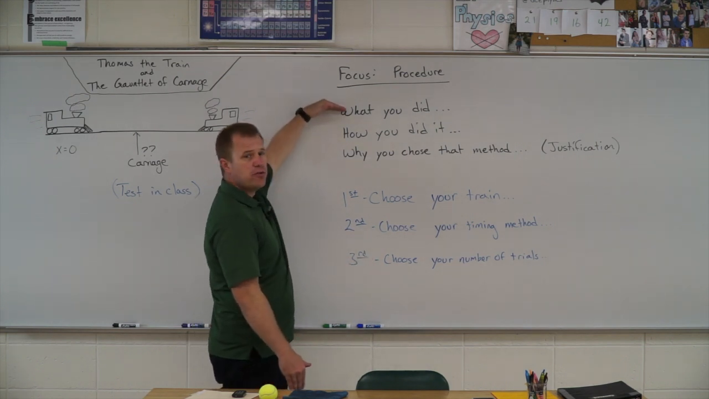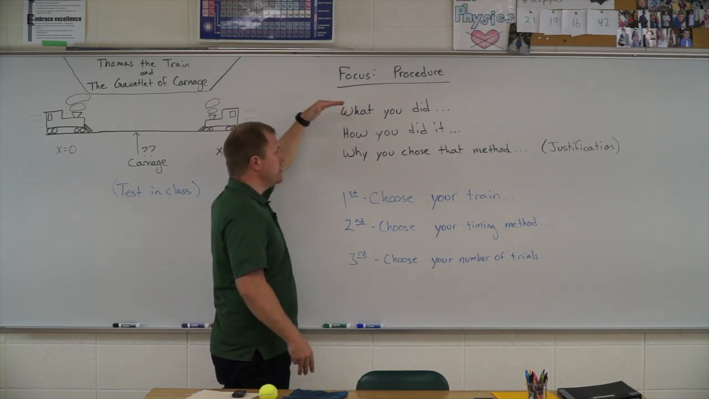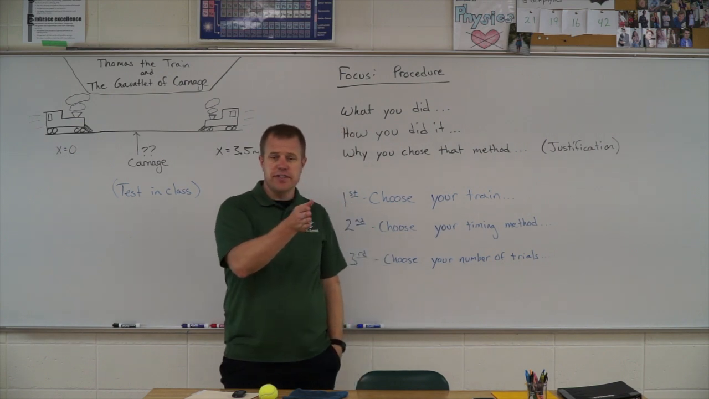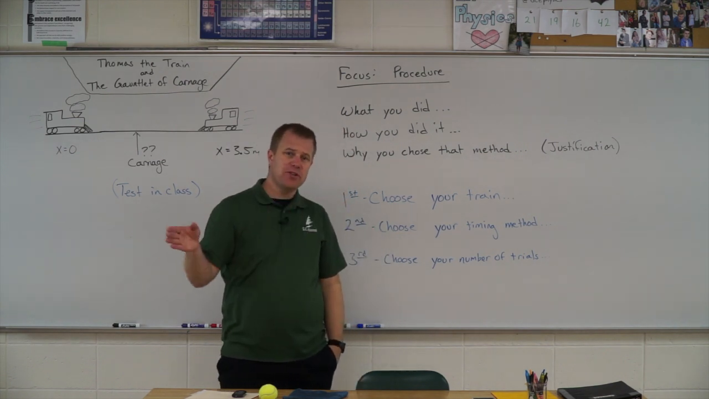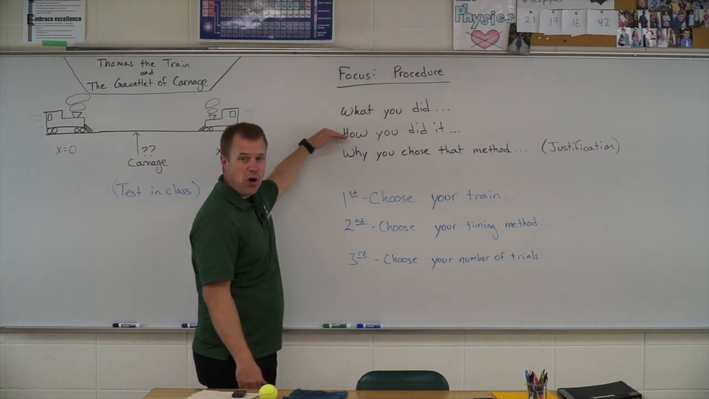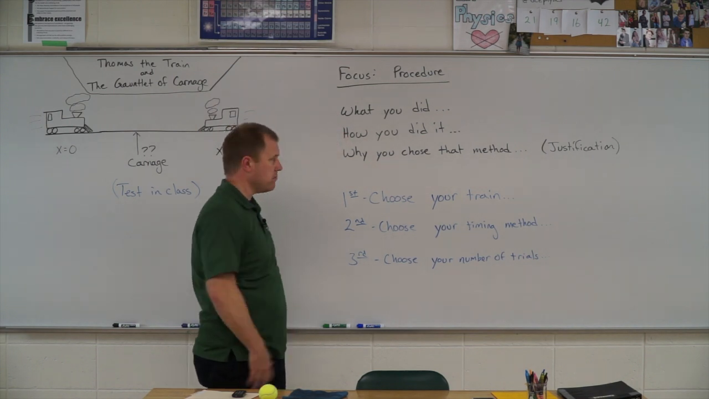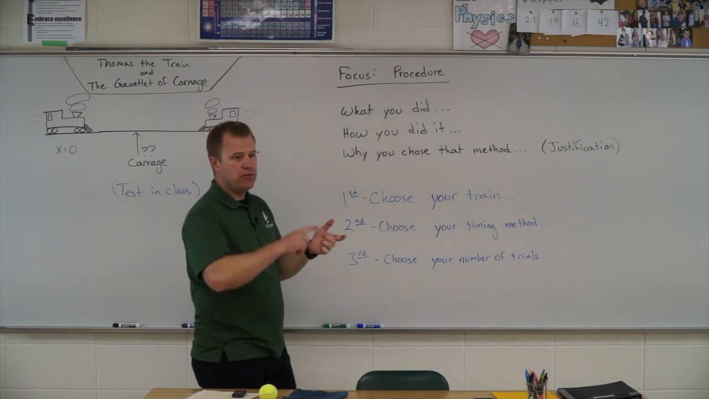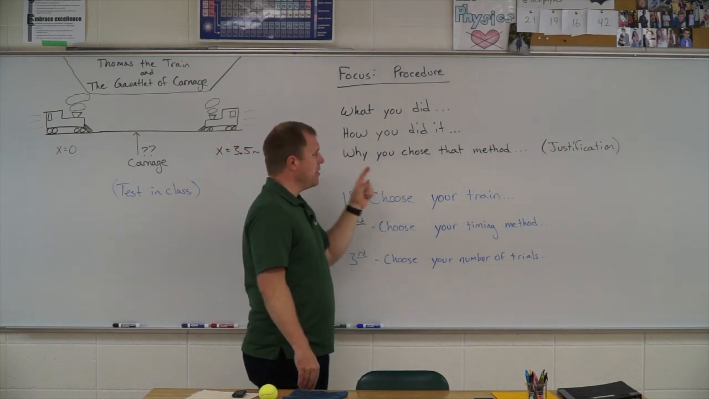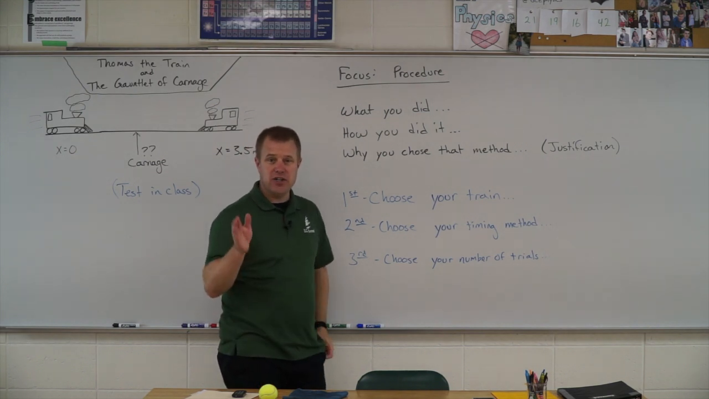So when we do a procedure, there's three things I want to see you write about. I want you to tell me what you did specifically, okay? So for instance, tell me how did you time the train as it went its 1 meter? Tell me what you did. Tell me how you did it. So I timed the train to go 1 meter. I did it by this. And I used the drop method maybe. Why did you choose that method? So I really need justification on how you did it and why you did it in your procedure.